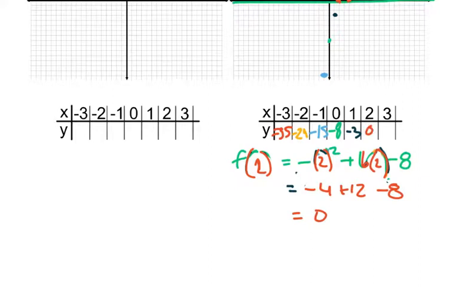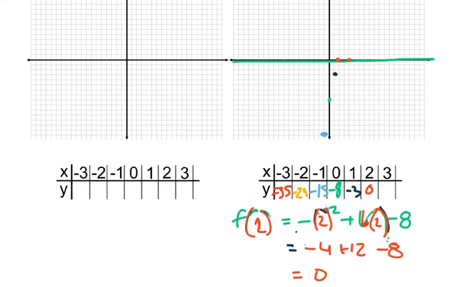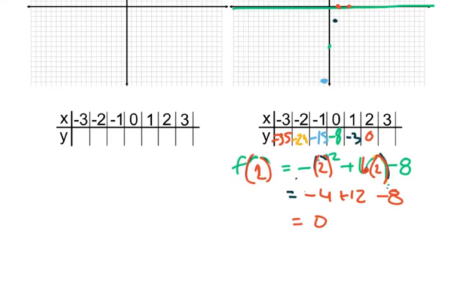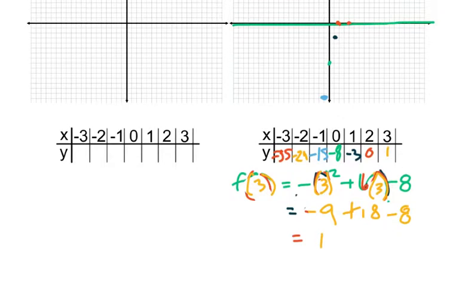If I plug in a 3, this is probably going to be what we call our maximum. So I'm going to plug in a 3. Then it will start to come down after that. So plugging in f of 3, we're going to get a negative 9. But then we'll get 6 times 3, which is 18, so plus 18, and then minus 8. So it looks like positive 1. So over 3 up 1 is part of our graph.